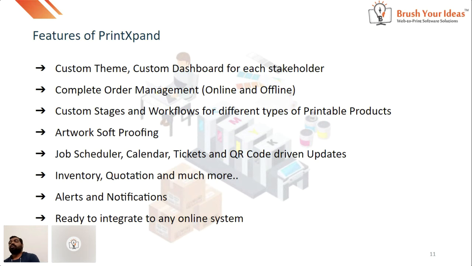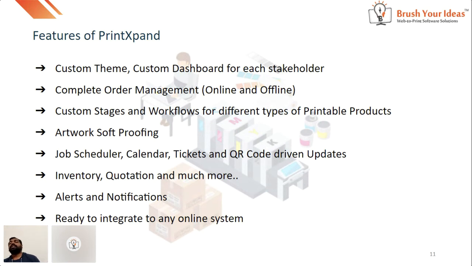Then inventory, quotation, and much more. As I mentioned, inventory is the most important part, so it is always attached. Quotation is attached specifically for offline. Your sales team can estimate the price and use it accordingly. Alerts and notifications are also a most important part of the process. You get every possible alert, such as running out of inventory, running out of, let's say, ink, or anything you set as a threshold, you'll get alerts accordingly. The same goes for notifications: whatever activity is performed in the software, each and every stakeholder will get notified according to the access they have.